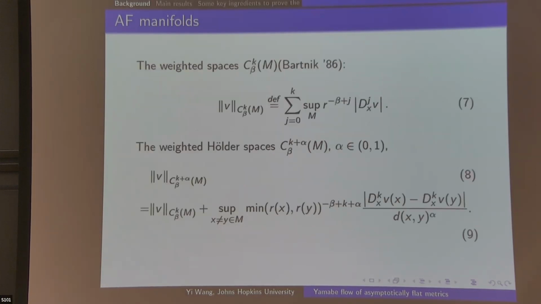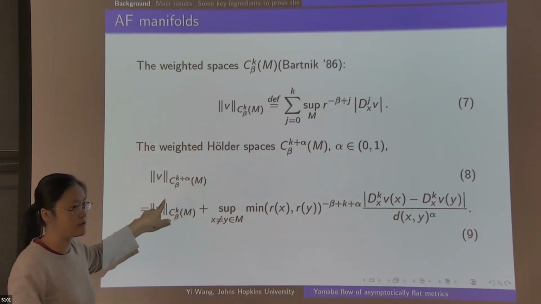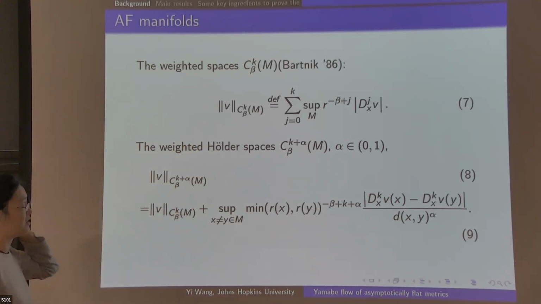Similarly, Bartnik also defines the Holder space, C^{k,alpha}. First you define C^alpha and C^k, and finally you put them together to get C^{k,alpha}. So this is just the usual Holder space, but together with this weight constraint at infinity.